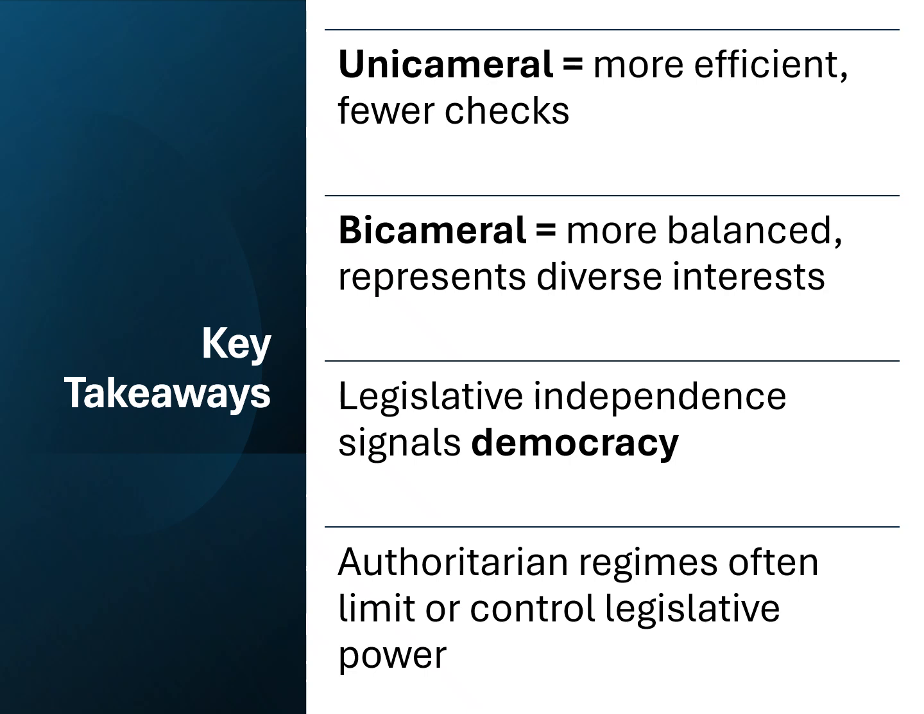So let's review. Unicameral equals one chamber, way more efficient. Bicameral is two chambers. It's more representative or balanced, but it is less efficient. Legislative power varies based on regime type. Authoritarian legislatures may exist, but serve limited functions. Understanding legislative structures helps us analyze how policy is made and how power is distributed.